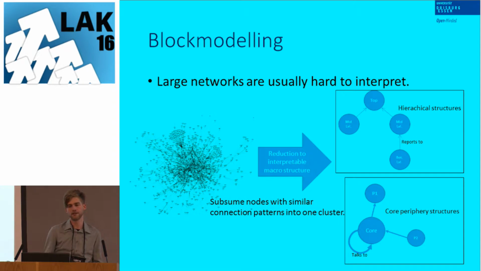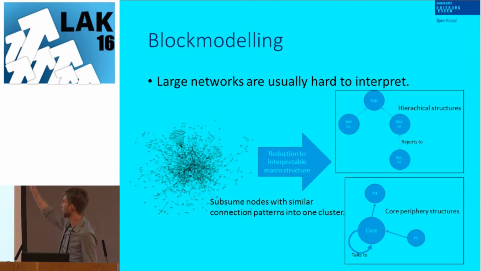So what is it? Large networks are usually hard to interpret, and block modeling is a standard technique from social network analysis that reduces the complex network structure to an interpretable macro structure. This is done by clustering users with similar connection patterns into groups, and the original relations between the users are mapped to relations between groups.